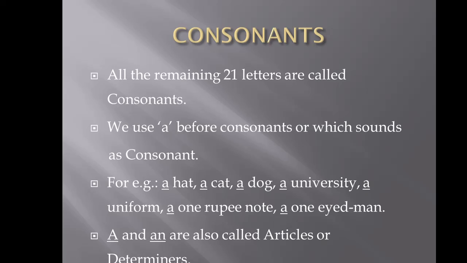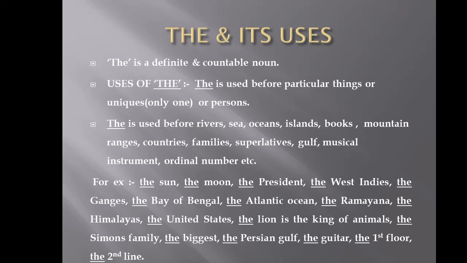A and an, combined with the, are called articles and also called determiners. Coming to the article the and its uses. The is a definite article. We pronounce it as 'thee' before words beginning with vowels. We pronounce it as 'thuh' before words beginning with consonants.